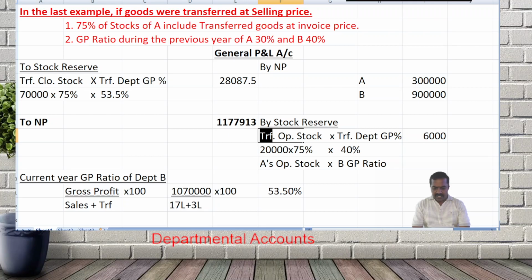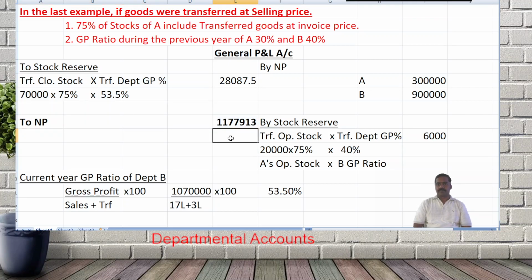This is transferred opening stock of which department? Receiving department, into transferring department GP ratio. So A stock into B ratio, how much did you get? 6,000. Closing stock also 70,000 into 75%. Receiving department stock into what is your current year GP ratio? GP by sales plus transfer into 100. You get how much? 53.5%. 28,087.5. You get net profit after all these things.